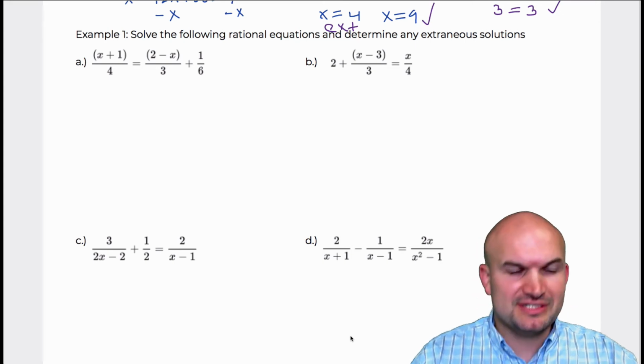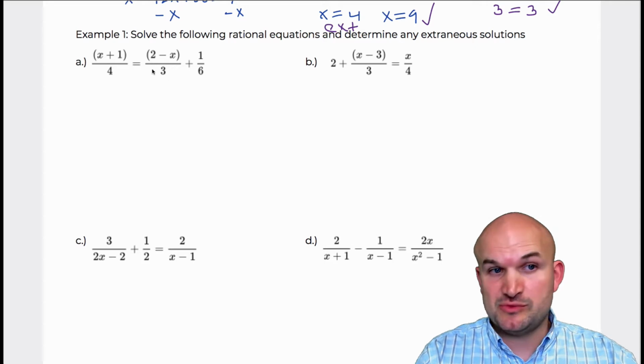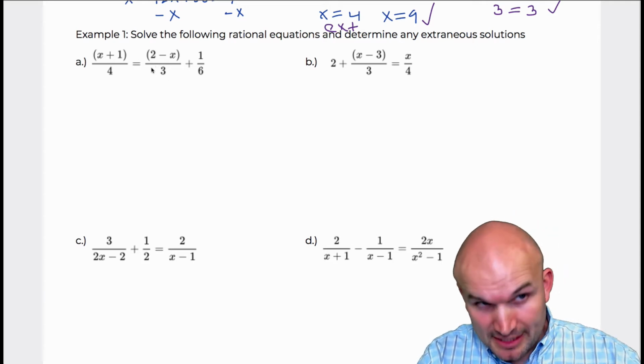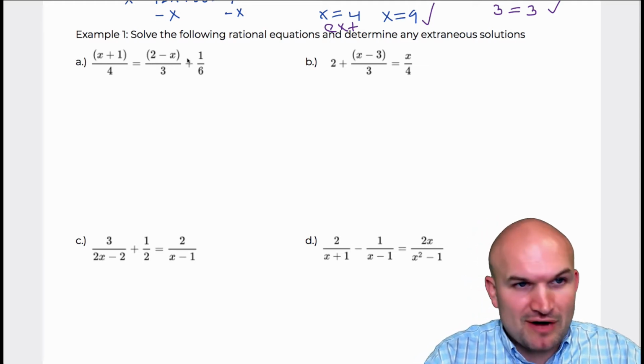Okay, so on to example number one. What we're looking into here is an equation with multiple variables of x. Now they all are linear here, but we can see we have these denominators. And again, I don't really want to use my fraction operations here.